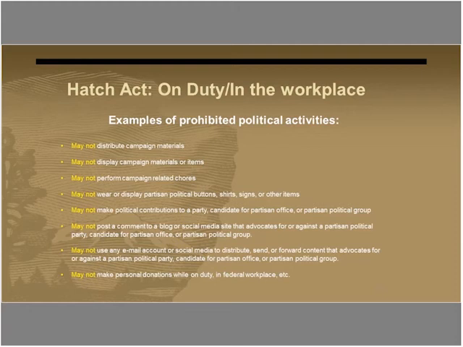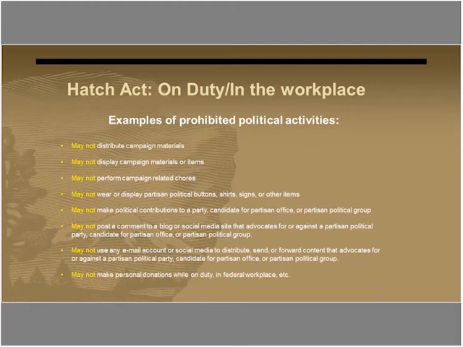You may not post or comment to a blog or social media site advocating for or against any partisan political party, candidate, or partisan group, again, in the federal workplace while on duty. You may not use any email accounts, social media, to send or forward any content that advocates for or against a partisan political party, candidate, or political group. And you cannot make personal donations while on duty in the federal workplace.